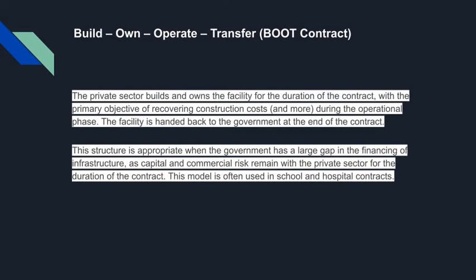Build, own, operate, transfer, contract. The private sector builds and owns the facility for the duration of the contract, with the primary objective of recovering construction costs and more during the operational phase. The facility is handed back to the government at the end of the contract. The structure is appropriate when the government has a large gap in the financing of infrastructure, as capital and commercial risk remain with the private sector for the duration of the contract. This model is often used in school and hospital contracts.